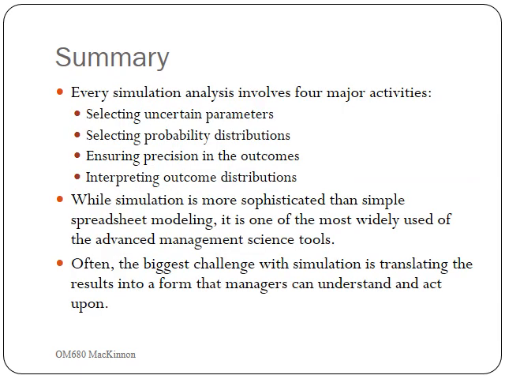Every simulation involves four major activities. Identify the uncertain parameters, select the probability distribution, ensure precision in the outcomes, and that usually means running the simulation enough times to come up with something valid. Typically, the greater number of observations you have, the more precise your outcomes are. And then you interpret the outcome distribution. Simulation is more sophisticated than the simple modeling we've been doing, but it is very powerful.